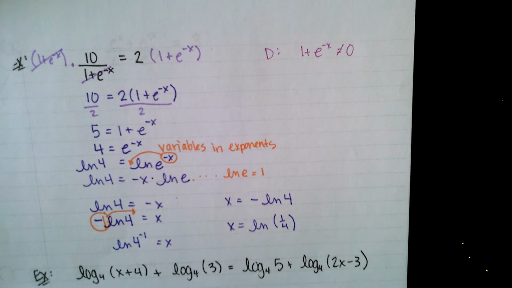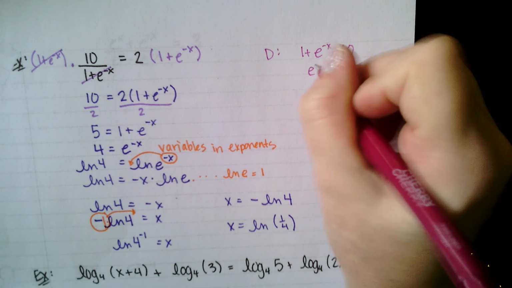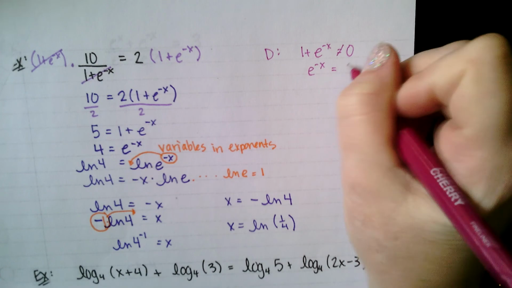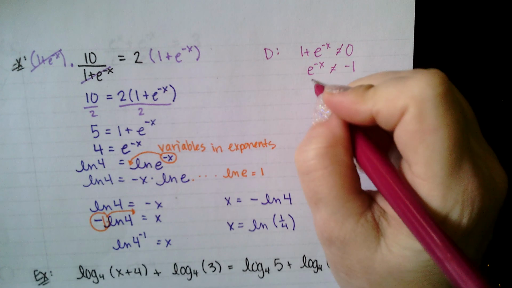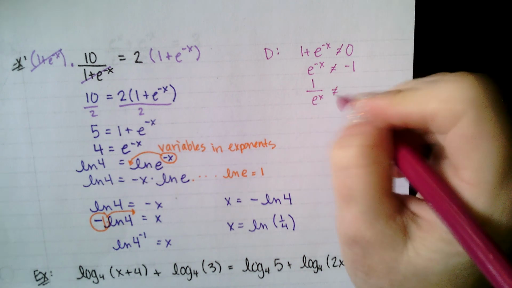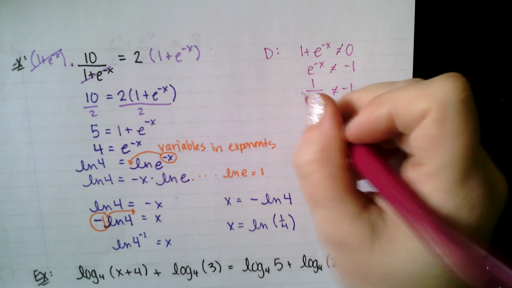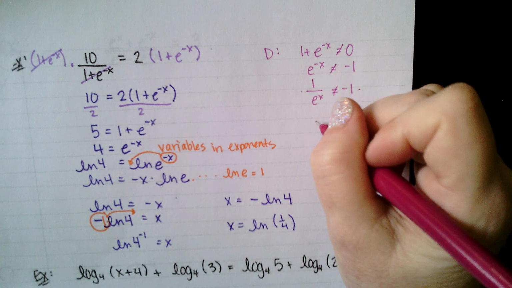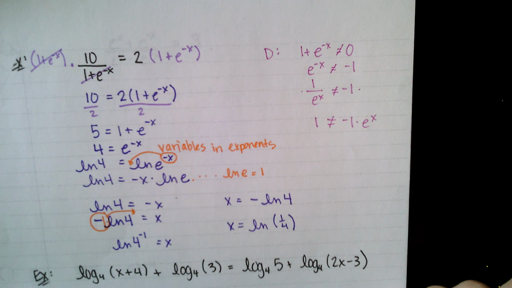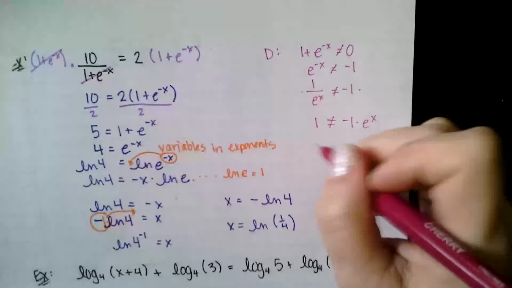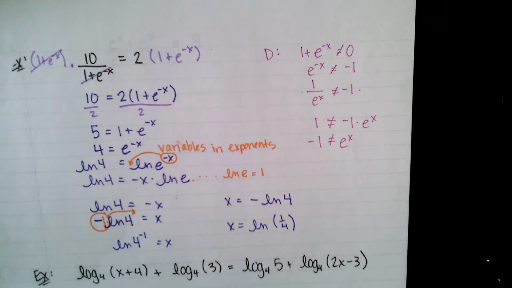So we want 1 plus e to the negative x to not equal 0. So in other words, e to the negative x should not equal negative 1 if I move that over. And e to the negative x means 1 over e to the x, so that should not equal negative 1. If I multiply both sides by e to the x, then that gives me 1 cannot equal negative 1 times e to the x. Then if I divide both sides by -1, that gives me -1 should not equal e to the x.